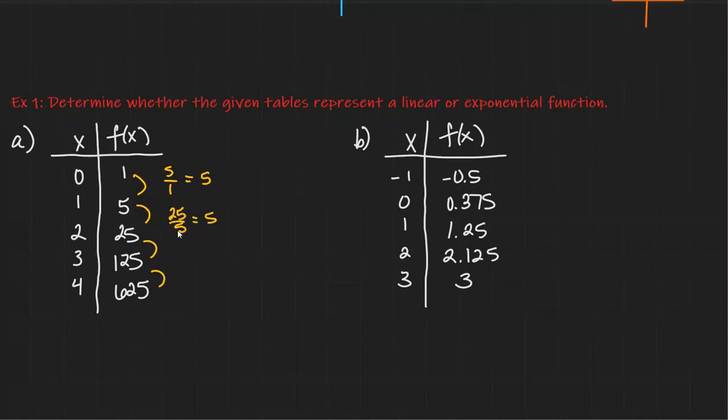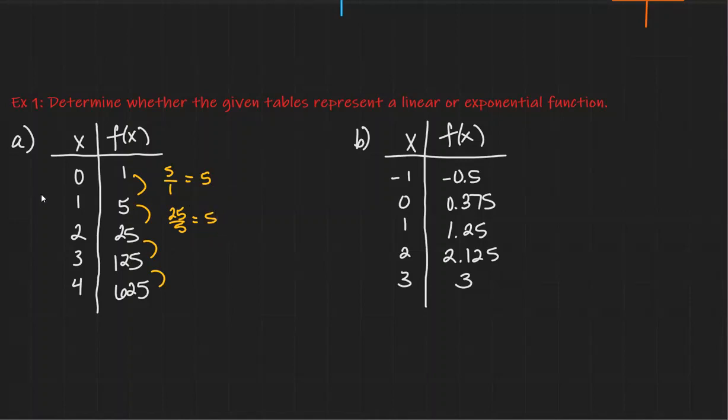The idea is that when you do this division and you get the same number every time, then it's an exponential growth, because what's happening is we're multiplying by the same number every single time, which happens to be 5. 1 times 5, or sorry, 5 times 1 is 5. 5 times 5 is 25. 25 times 5 is 125. 125 times 5 is 625. And so that's where the idea of doing this division comes from, to see if we're multiplying by the same factor every single time.